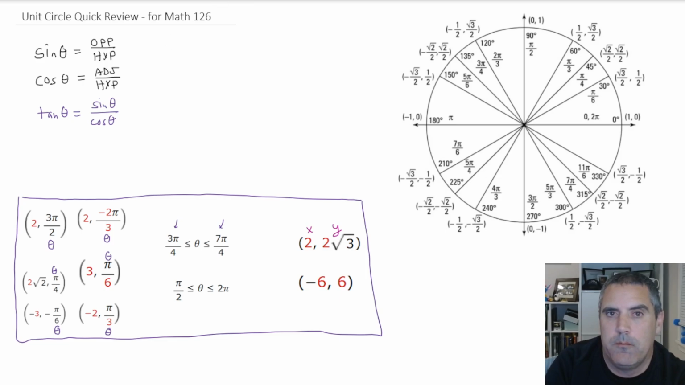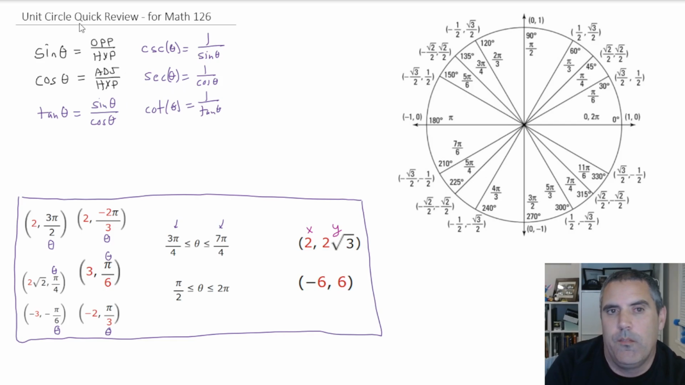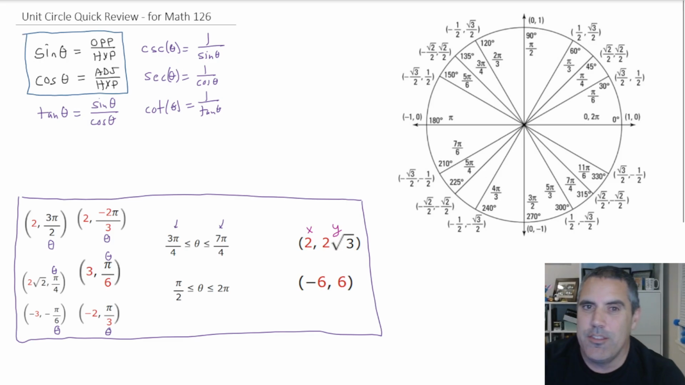So we can define cosecant as hypotenuse over opposite, or 1 over sine. Secant is 1 over cosine. And cotangent is 1 over tangent. And sometimes we put parentheses here, sometimes we don't. Okay, so that's it. The reason I'm saying that is, if you know the values of these functions, then you also know the values of the others.